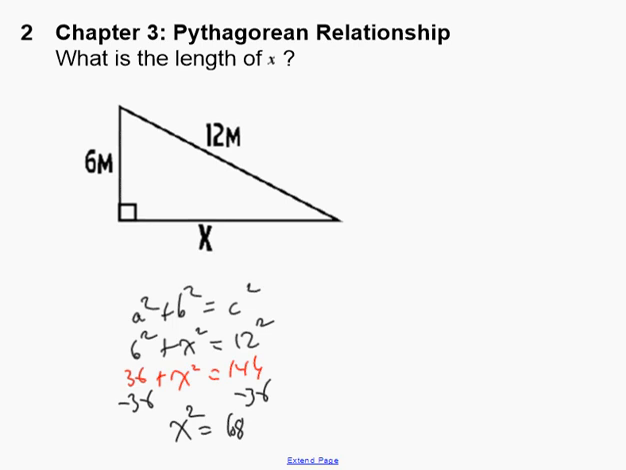Oh, 108. And now it says x squared is equal to 108, but we don't want to know what x squared is. We want to know what x is, so we're going to square root both sides. The square root of x squared is x. The square root of 108 is 10.4-ish, approximately. So therefore, the length of x is approximately 10.4 meters.